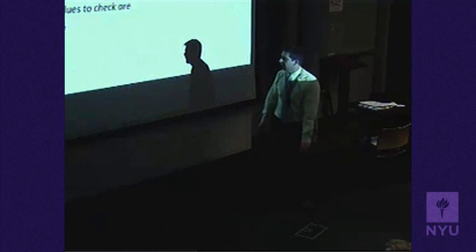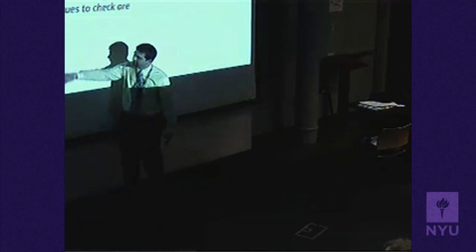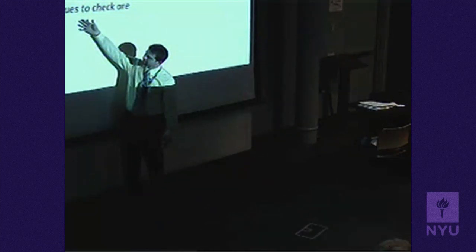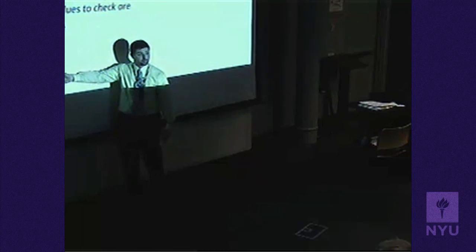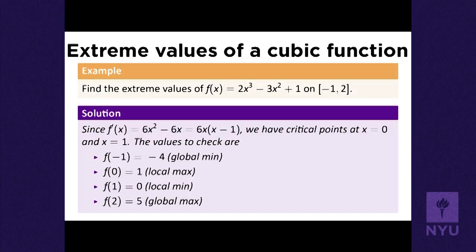Okay, now which one of these is the largest? Which function value is the largest? F of 2 is the largest function value, so 5 is the maximum value, and 2 is the maximum point. Negative 4 is the most negative of these values. It's the only negative one, right? So that's the absolute or global minimum, and 5 is the absolute or global maximum value. Negative 1 would be the global minimum point, and 2 would be the global maximum.